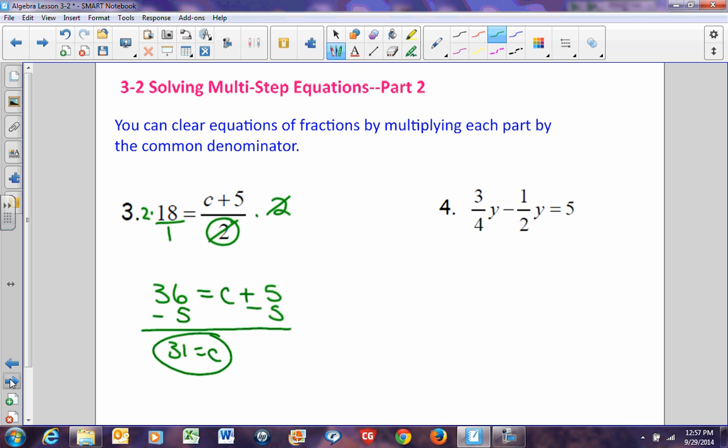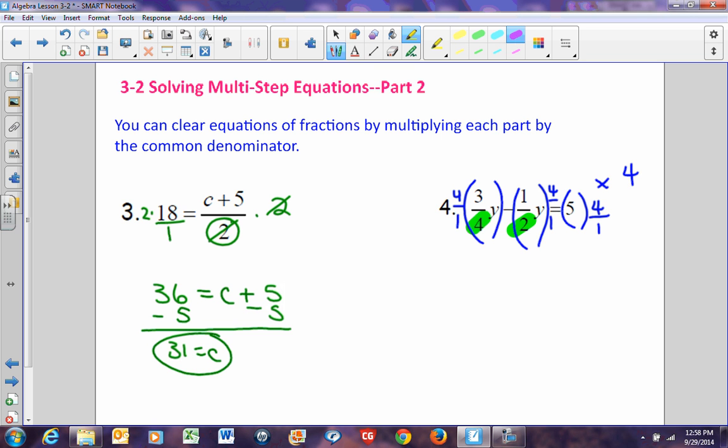In this next example, I want to find my common denominator between 4 and 2, which would be 4. So I'm going to multiply everything by 4. So I'm going to take my 3/4 y and I'm going to multiply that by 4/1. I'm going to take my 1/2 y and multiply that by 4/1. And I'm going to take my 5 and multiply that by 4/1. This is the most common mistake people make, is they'll forget to multiply the whole number by the fraction. Don't forget to do that. That'll be a huge problem if you don't remember.